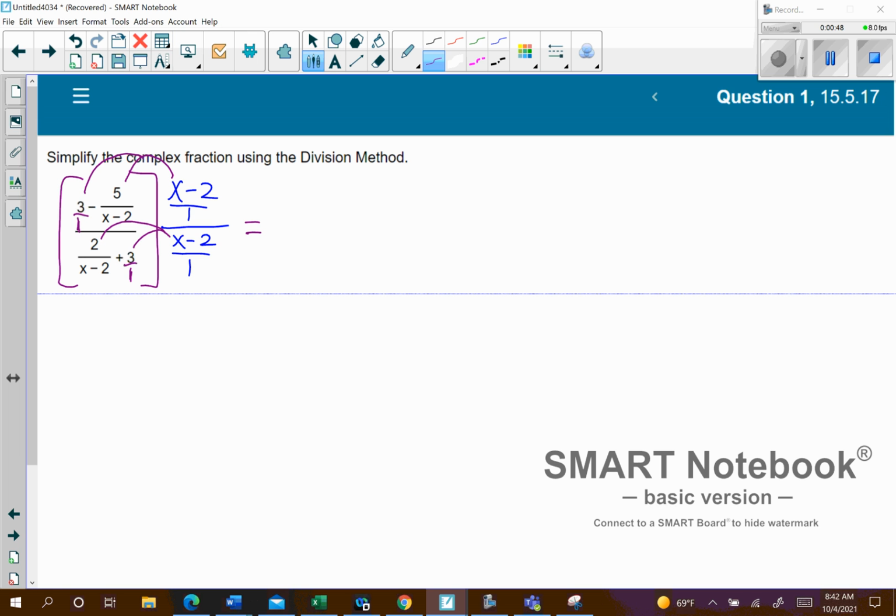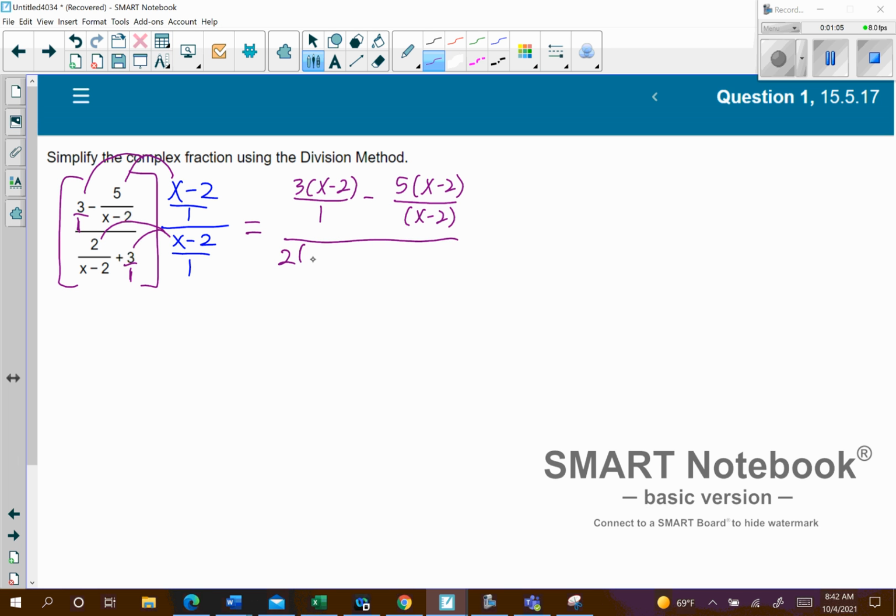On the first one, you'll get 3 times x minus 2 all over 1. Then we're going to get minus 5 times x minus 2 all over x minus 2. On the bottom, we'll have 2 times x minus 2 all over x minus 2. Then we have a plus 3 times x minus 2 all over 1. Now, the reason we did that was so that all the mini fractions reduce down to where they won't be fractions any longer. So the first one will just become 3 times x minus 2.